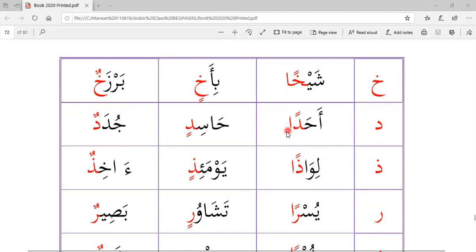Remember, the alif is ignored. Whenever you have tanween, the alif is ignored.